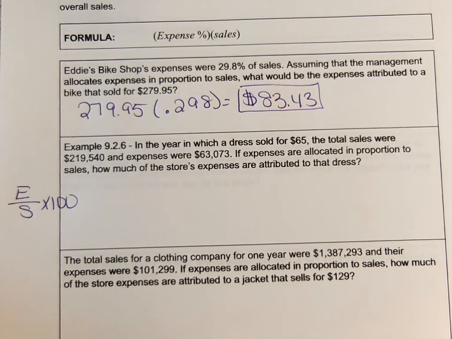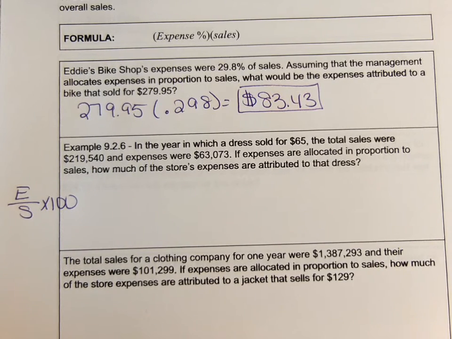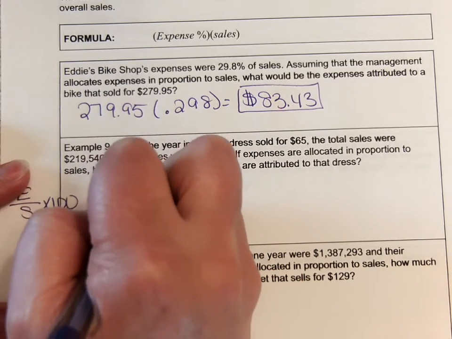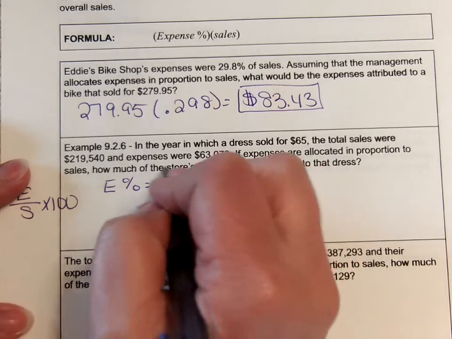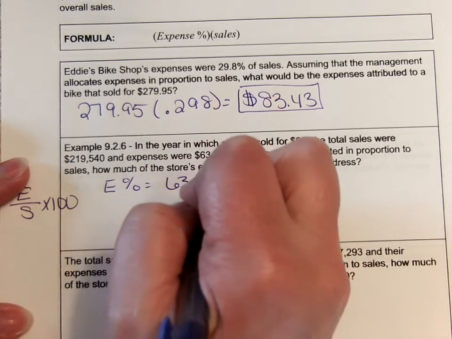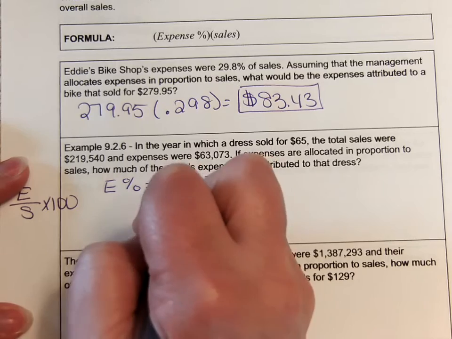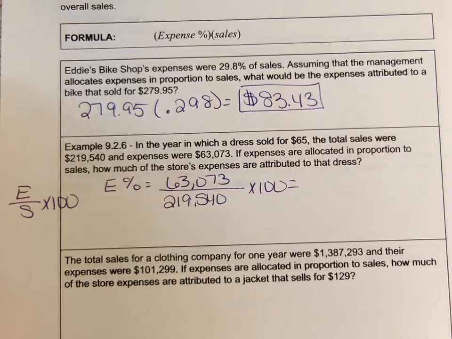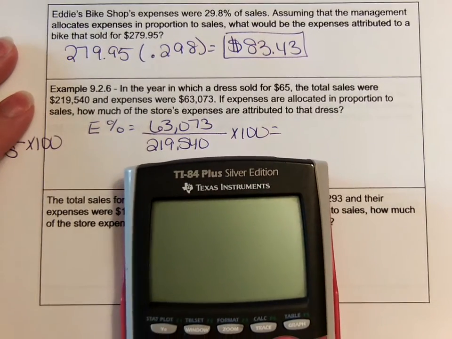So in the year in which a dress sold for $65, the total sales were $219,540 and expenses were $63,073. If expenses are allotted in proportion to sales, how much of the store's expenses are attributed to that dress? So first we have to find our expense percent. And we're going to have 63.73 divided by 219,540 times by 100. Now, there's a couple different ways you can go about doing this.